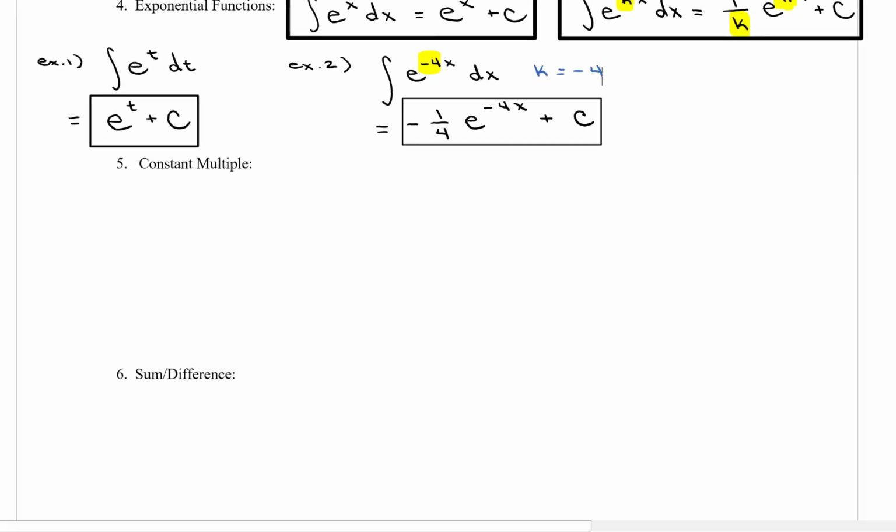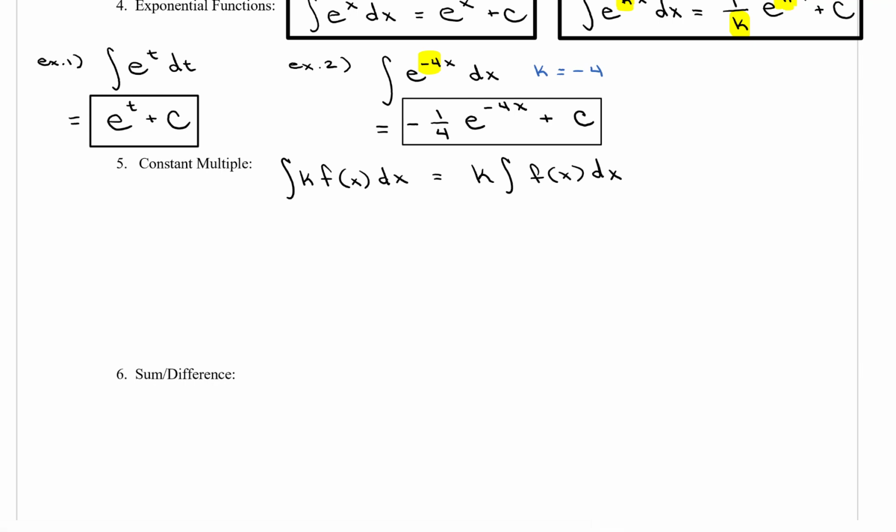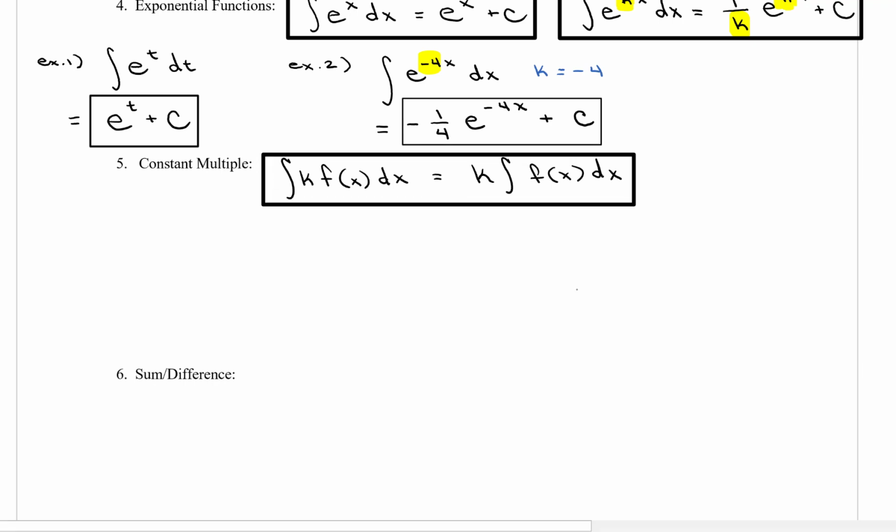Number 5, constant multiple. So I'm going to have here the integral of k times f of x dx. Here k represents a constant multiple. So this is going to be equal to k times the integral of f of x dx. When you have a constant multiple, you are allowed to factor that out of the integral. Let's go ahead and put a box around that.